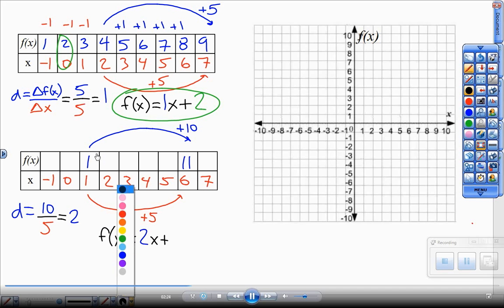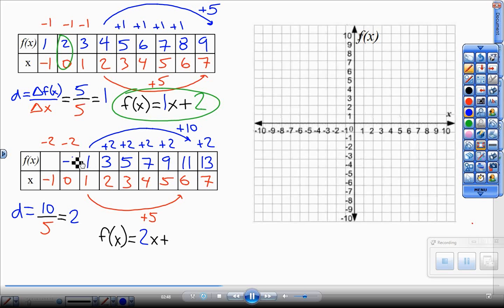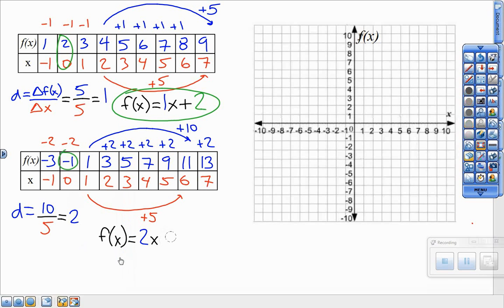plus, and then finding that y-intercept number, again going up by 2's now. When I'm skipping ahead, I'm going up by 10, but now one at a time going up by 2. So this will be 1, 3, going down by 2 to the left, gives me 3, 5, 7, 9, 11, 13. Going down by 1 gives me negative 1, negative 3. That y-intercept is negative 1, so this is f of x equals 2x minus 1.